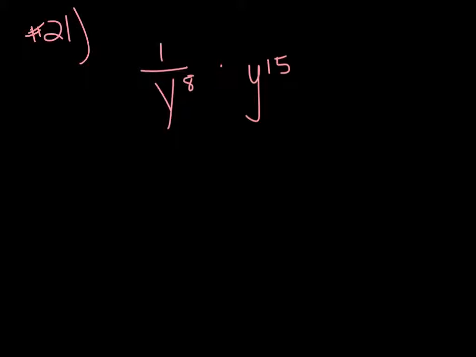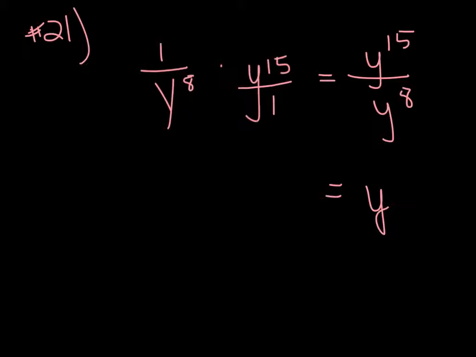So for this problem, you're given 1 over y to the 8th times y to the 15th. What you want to do here is treat y to the 15th as a fraction, which is y to the 15th over 1. Now I'm going to do it just like I do when I multiply any fractions. Multiply straight across the numerator, so 1 times y to the 15th is y to the 15th. And straight across the denominator, y to the 8th times 1 is y to the 8th. And my rule is when dividing like bases, I subtract my exponents. So this simplifies to y to the 15 minus 8, which is 7.